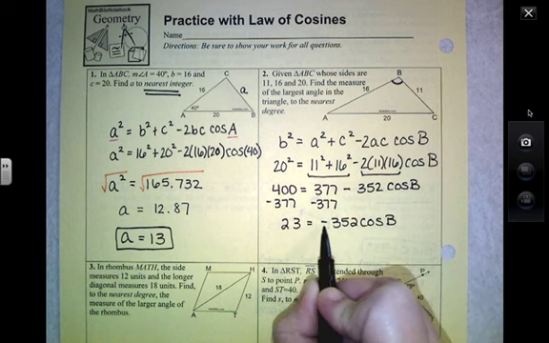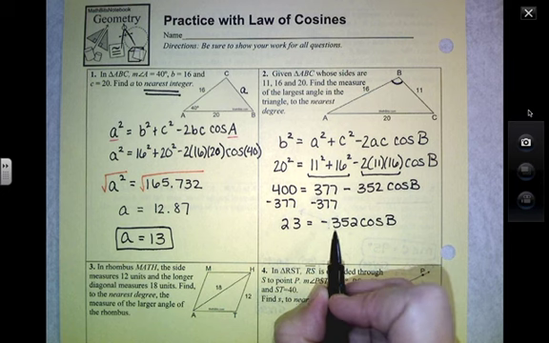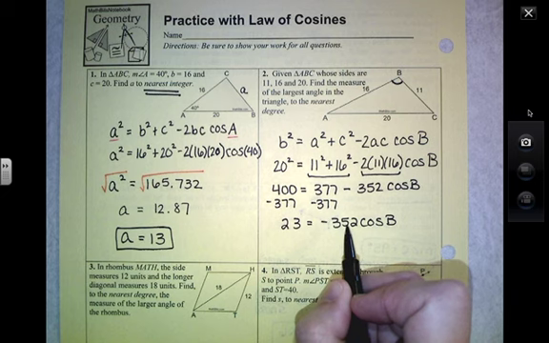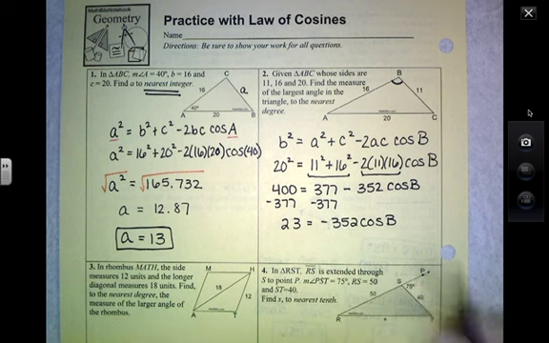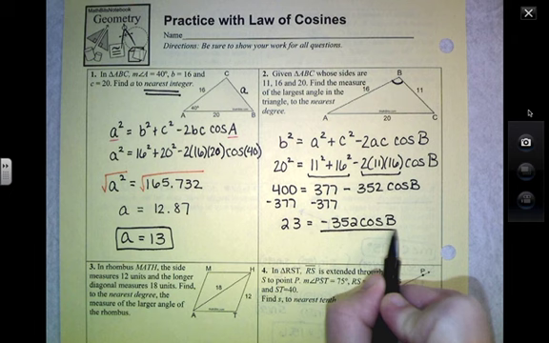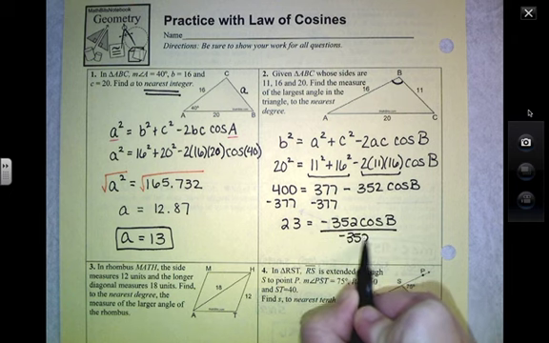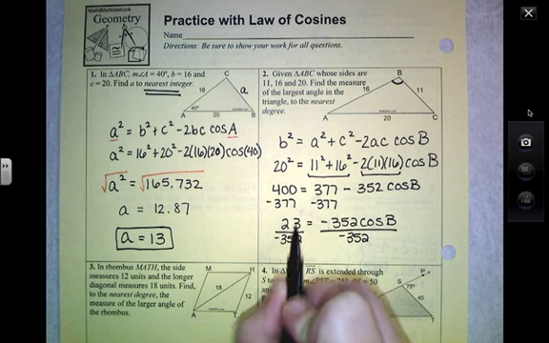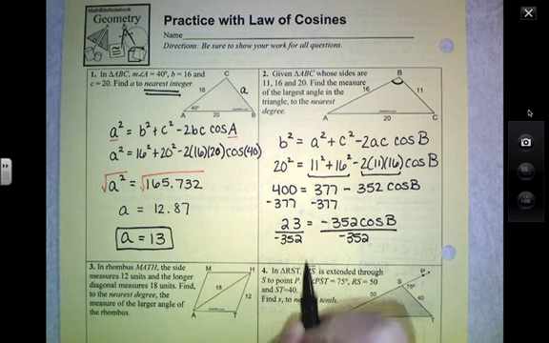Don't let this negative scare you. It seems like, oh, we shouldn't have negatives in trigonometry. But it is possible to have negatives, and your calculator will still tell you the angle that you get when you have negatives. So really, you don't even have to worry about that part. You're just going to keep going like normal. And we don't want to do anything with this fraction. We want to just leave it as it is.